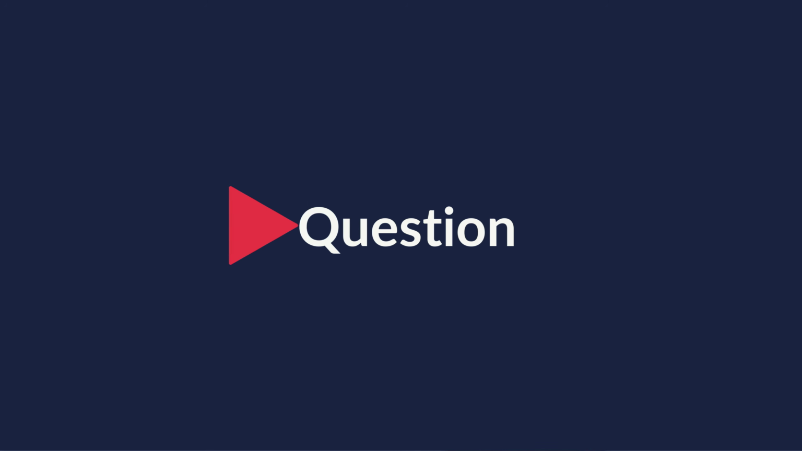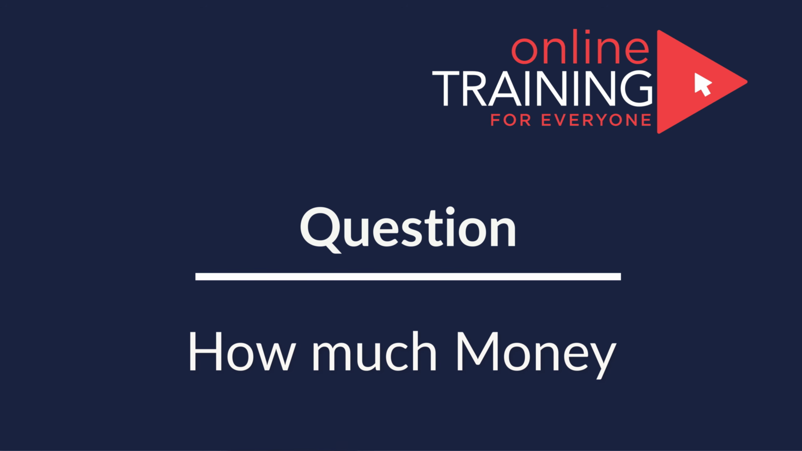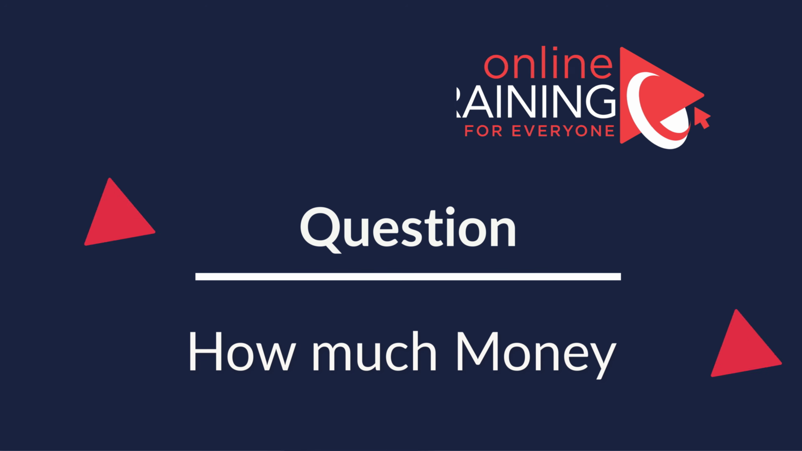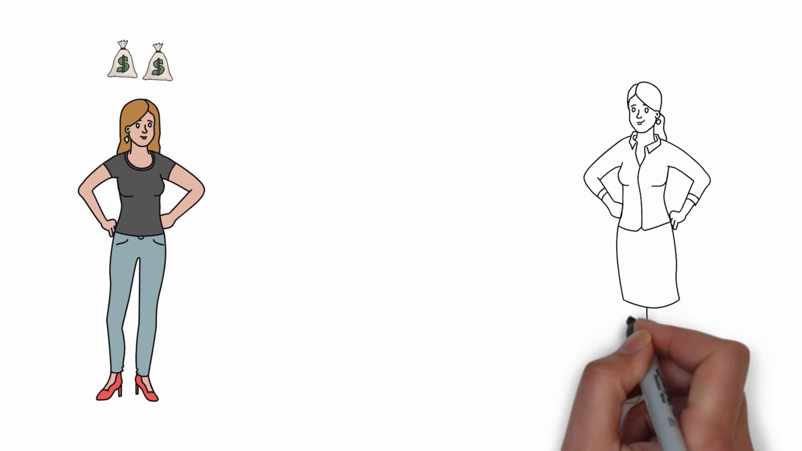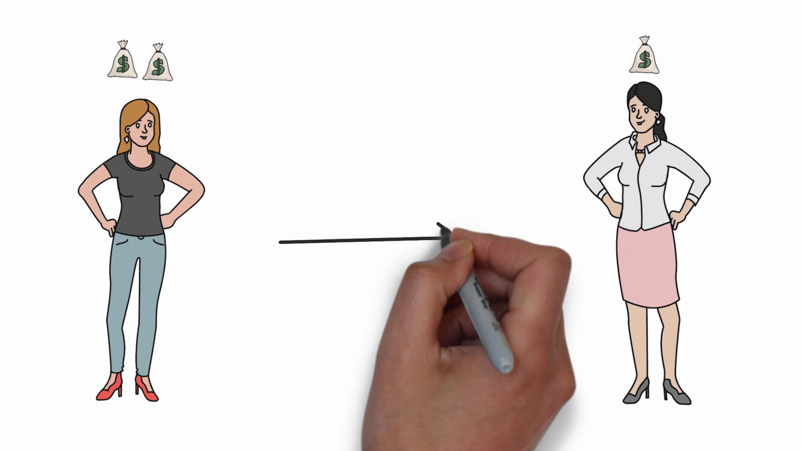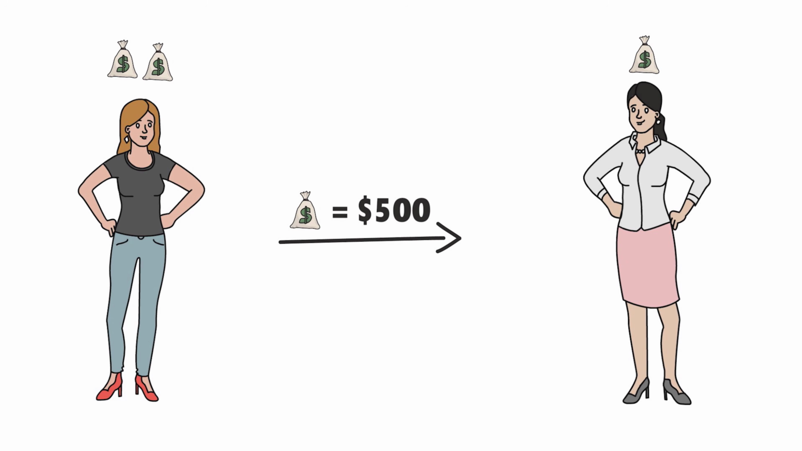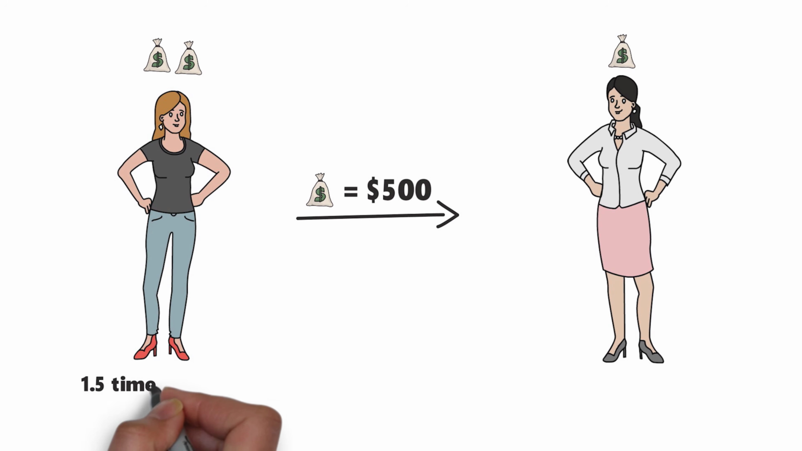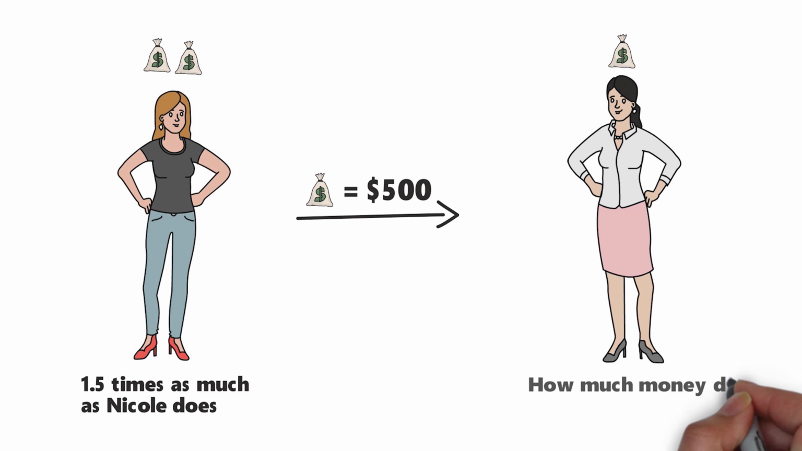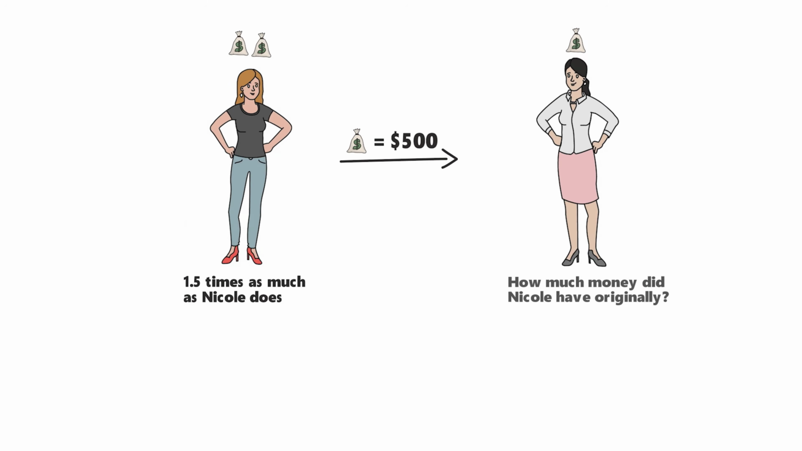Here's an interesting question which tests your understanding of money management as well as accounting. Sarah has twice as much money as Nicole does. After Sarah loans $500 to Nicole, she will have 1.5 times as much as Nicole does. How much money did Nicole have originally? And you're presented with 4 different choices.